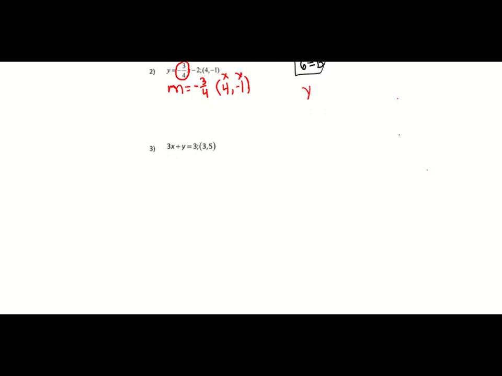So I'm going to plug that into my slope-intercept form. I get y equals mx plus b. y, which is negative 1, equals m, which is negative 3 over 4, times x, plus b. Negative 3/4 times 4 is just a negative 3. Now when I move this 3 to the other side, I'm going to add positive 3 to both sides. I get negative 1 plus 3 is 2 on the left, and b is left on the right.